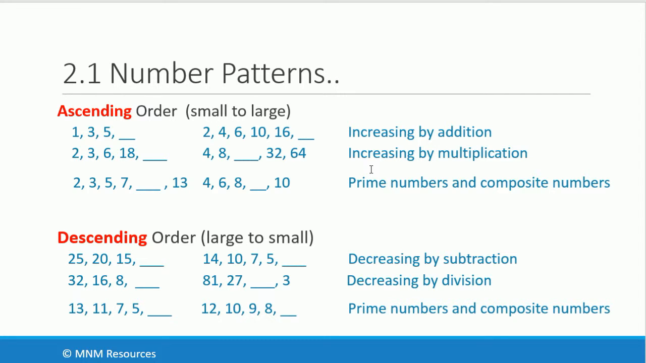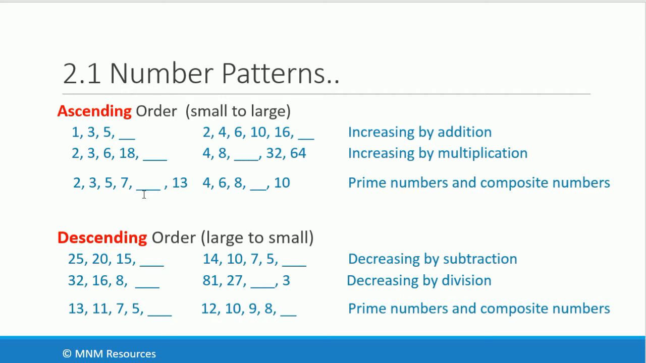A quick reminder, a prime number is a number that can only be divided by itself and by 1. A composite number is any number that's not a prime number. So if you see a sequence that goes 2, 3, 5, 7, there's a blank we need to fill in, and 13, we know that we are looking for a prime number.